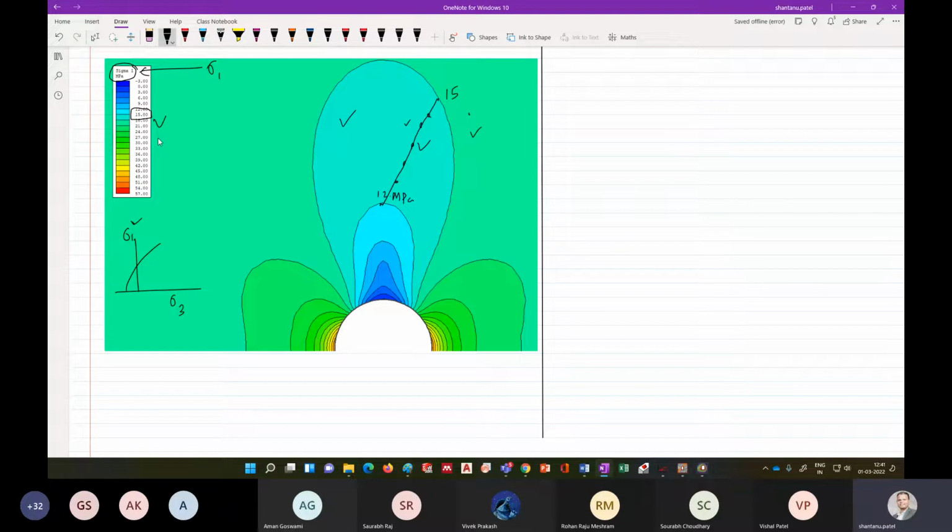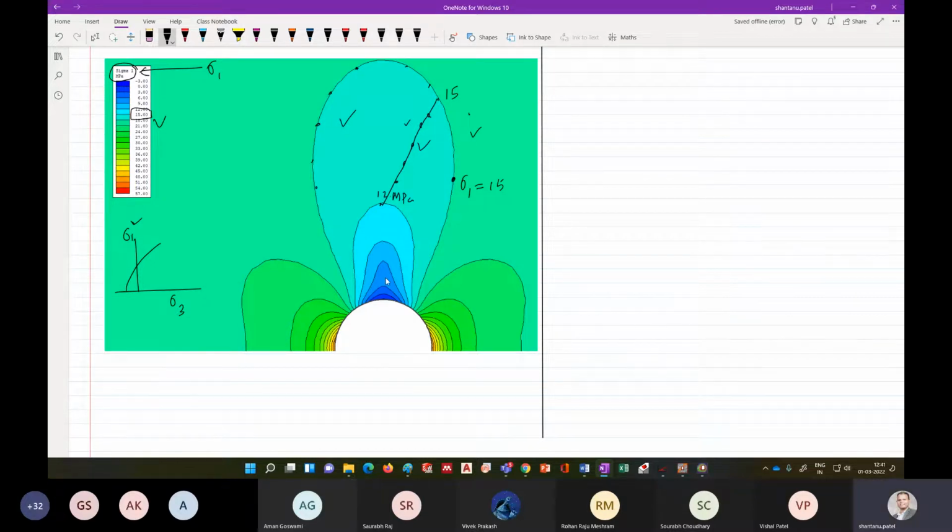Is this clear? How to understand what it is saying here? If I ask you what the sigma 1 value is here, can you tell me? Anybody? What is the sigma 1 value here? 18? It's 15 itself, right? If you take any point around this line, this is the 15 MPa line.